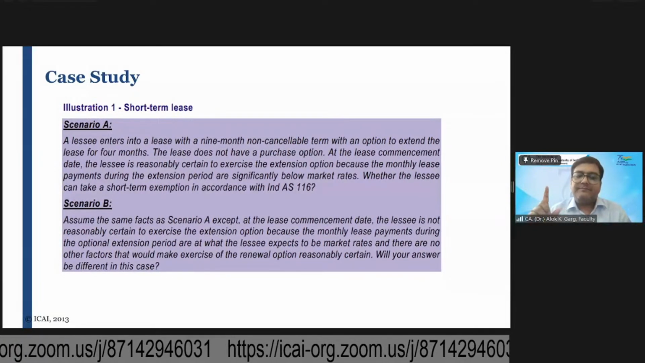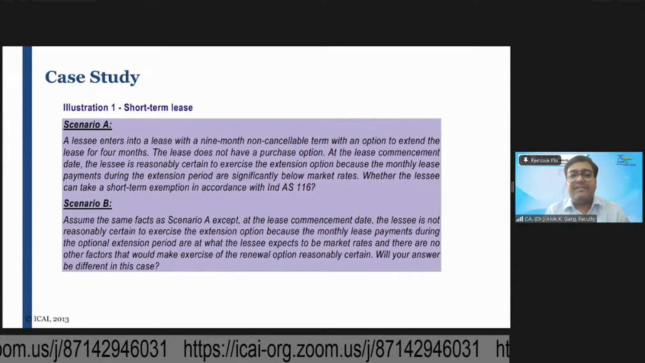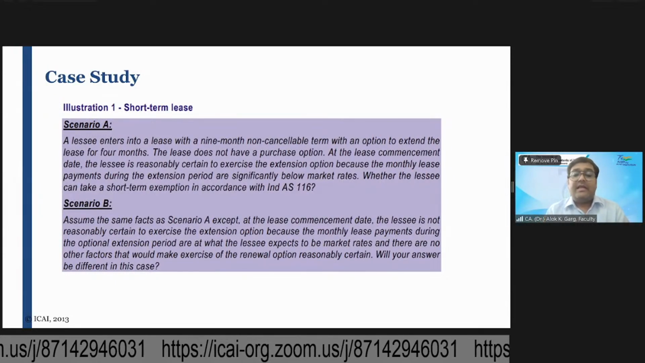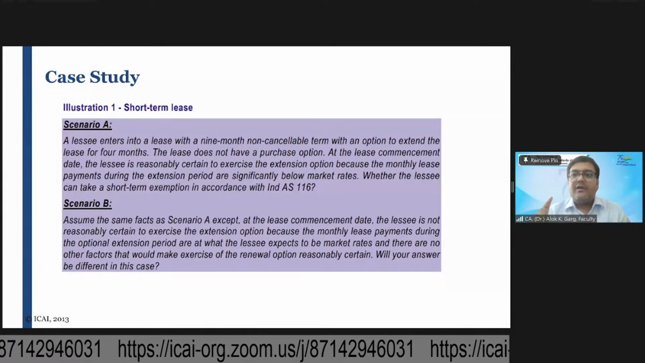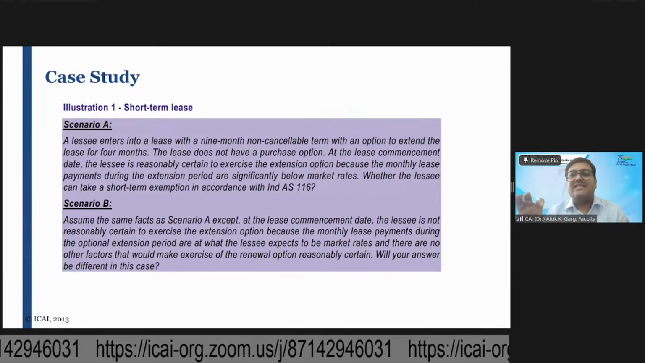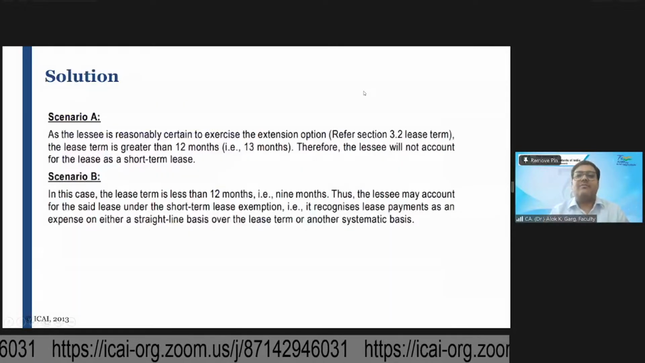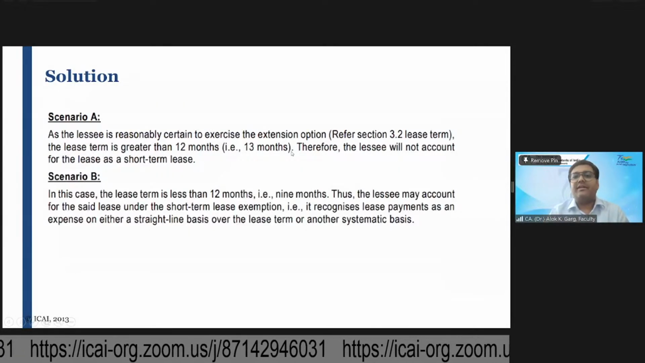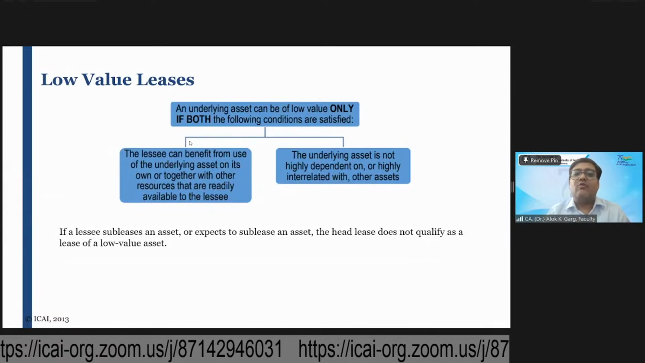So, friends, if a lease is given in the question, don't go by the initial lease period. First of all, compute the total lease period. Then you need to identify whether it is a short-term lease or a long-term lease. Correct? Now the low value leases exemption. What is my low value lease?